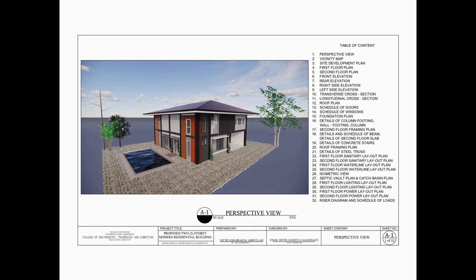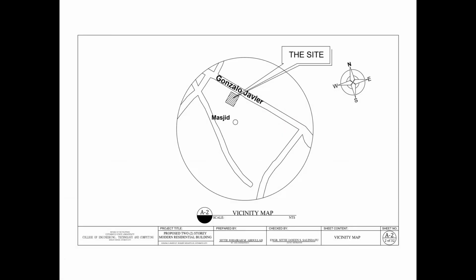The next one is the vicinity map. The vicinity map means a map which indicates the region near or about a place and the proximity to prominent and established landmarks. It shows where the site is located, so my residential building is located at Gonzalo Javier Street, Rosary Heights 7, Cotabato City, as shown in the vicinity map that I made.